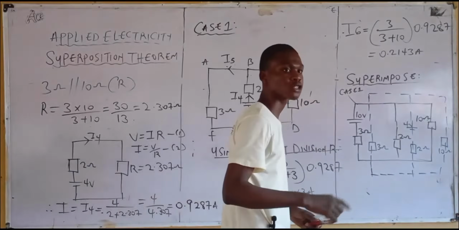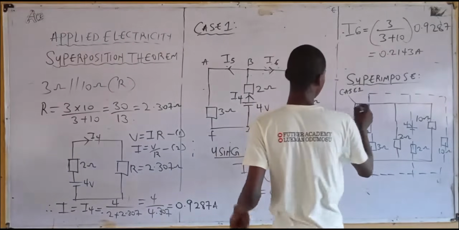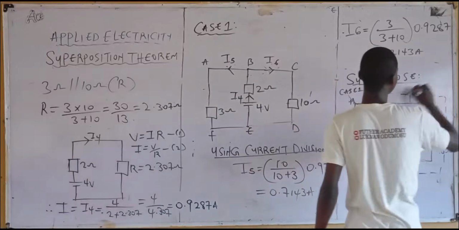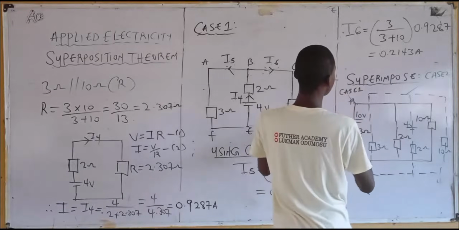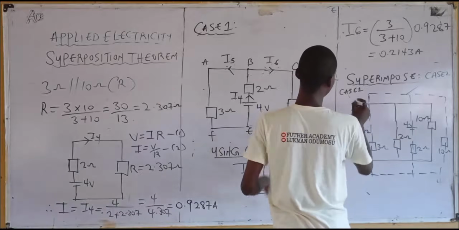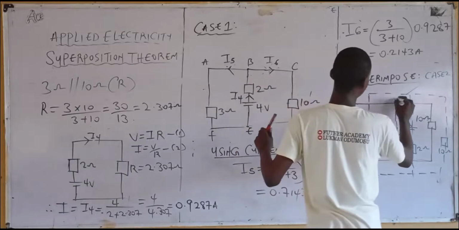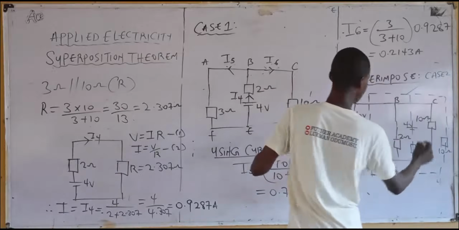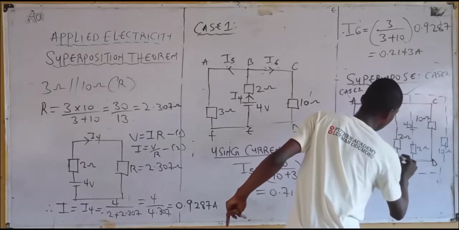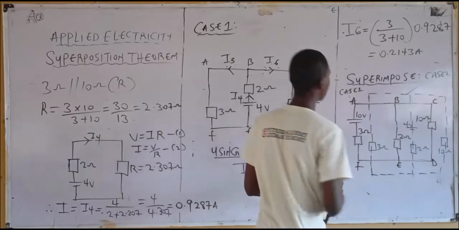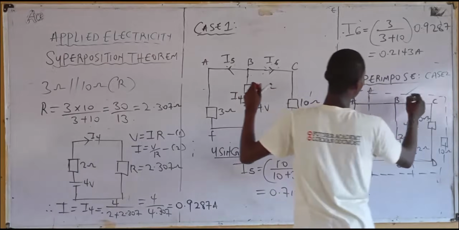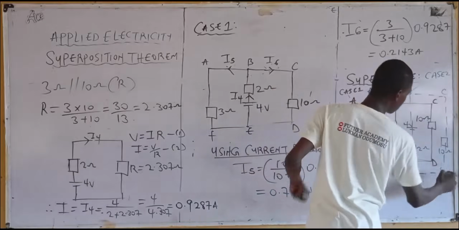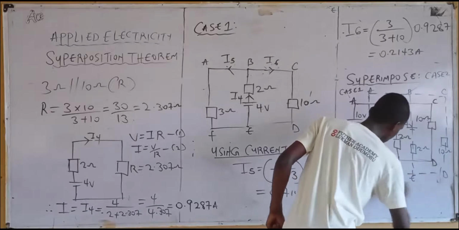Assign your direction and label it. This is A. This is case 2. This is for case 2. Don't forget, this is A. This is A, B, C, D, E, F. Now, for the other case, which is case 2, this is also A, B, C, D, E, F.